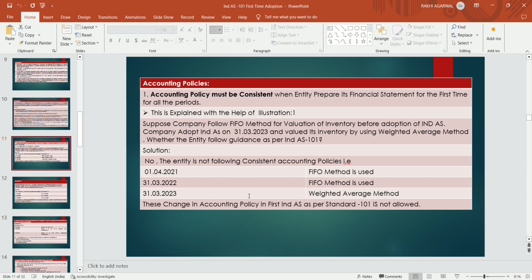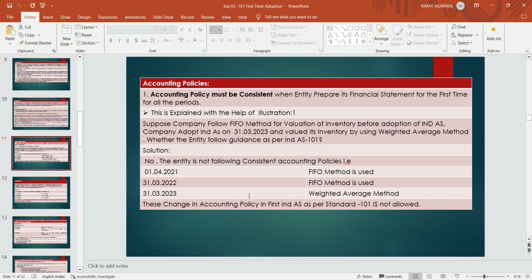So suppose a company follows the FIFO method for valuation of inventory before adoption of IND-AS. The company adopts IND-AS as on 31st March 2023 and values its inventory using the weighted average method. Does the entity follow the guidance as per Ind AS 101? Ind AS 101 gives guidance that the policy must be disclosed in the financials and must be consistent. So in our example, they are not following the guidance available in the standard, because before adoption of Ind AS they are following the FIFO method, but after adopting Ind AS they are following weighted average.